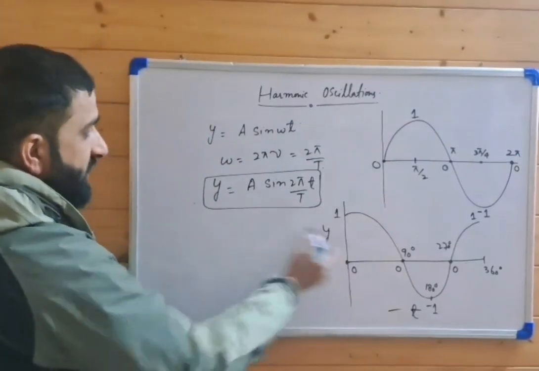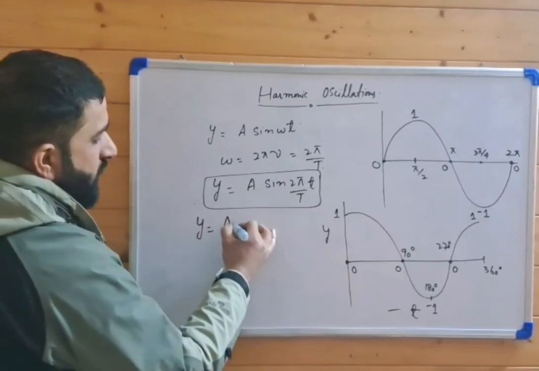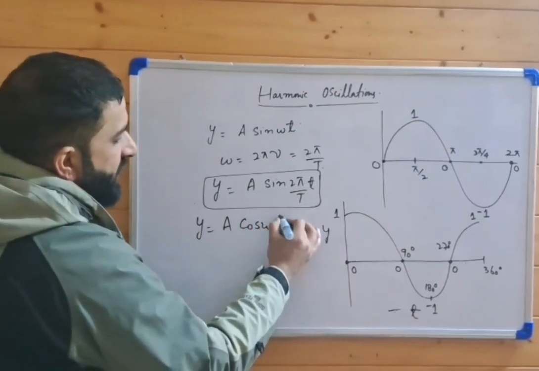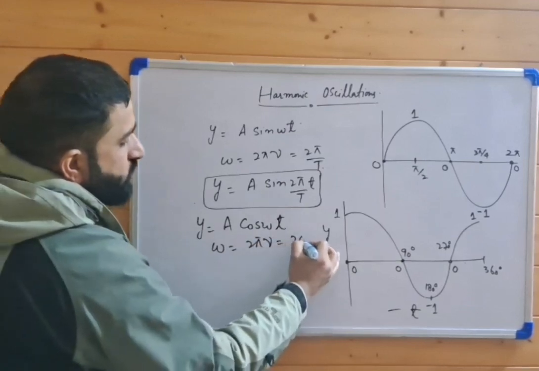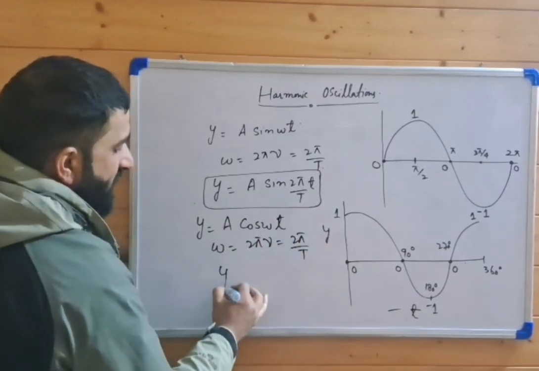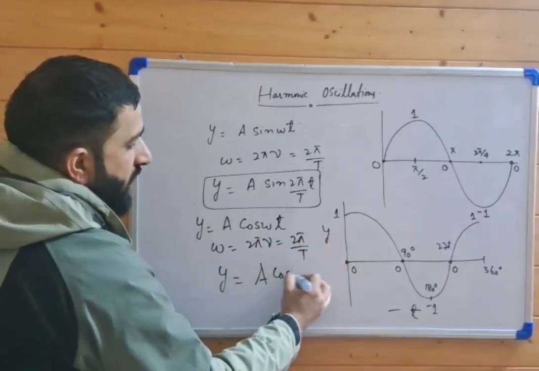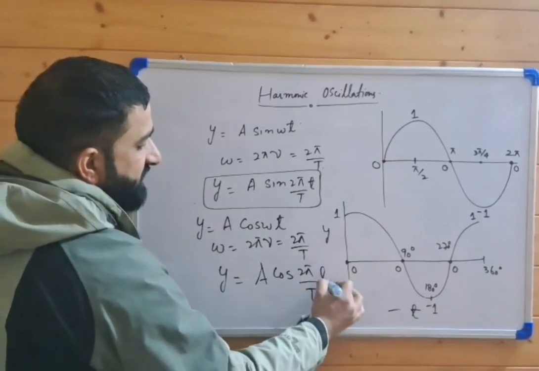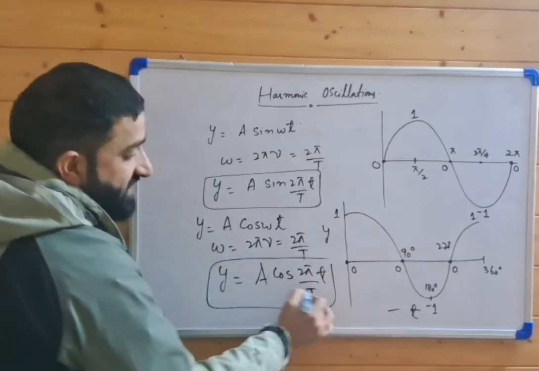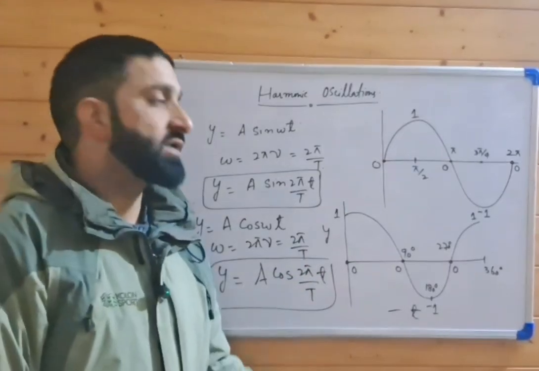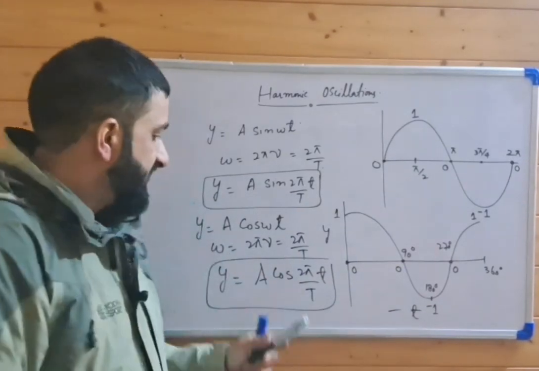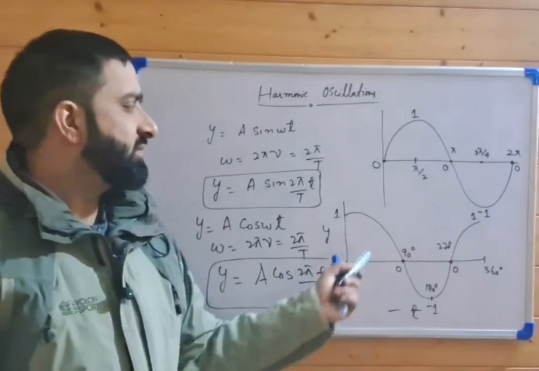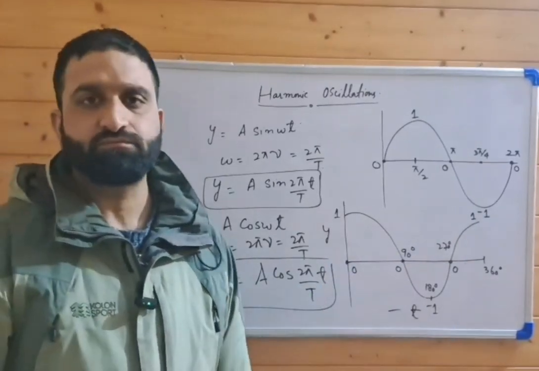We can show this in the form of cos: y is equal to a cos of omega t. Similarly, omega is equal to 2 pi nu or 2 pi divided by T. So y is equal to a cos of 2 pi by capital T into small t, where capital T is the time period after which it repeats itself, and t is any time between 0 and T.